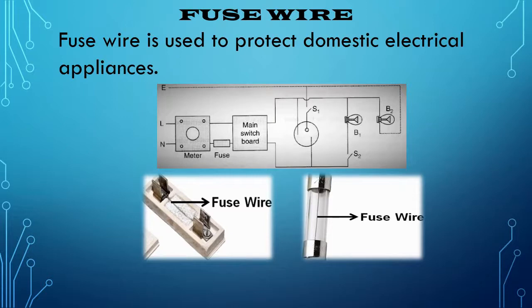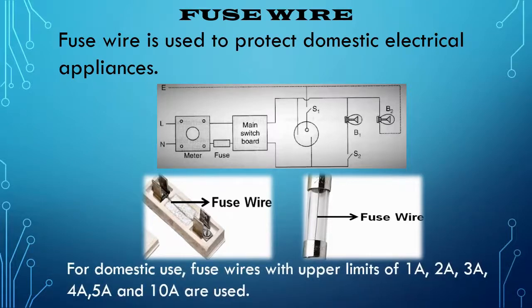This fuse wire is fitted in a groove in a body of porcelain-like non-conducting material, as you can see in the diagram. For domestic use, fuse wires with upper limits of 1 ampere, 2 ampere, 3 ampere, 4 ampere, 5 ampere and 10 ampere are used.